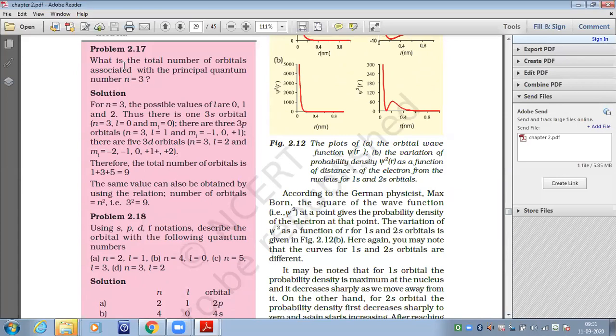Let's read the question. What is the total number of orbitals associated with the principal quantum number n equal to 3? So for n equal to 3, the possible values of L are 0, 1 and 2. Thus there is one 3s orbital, that is n equal to 3, L equal to 0 and Ml equal to 0. One set of 3p orbitals where n is equal to 3, L is equal to 1 and Ml is equal to -1, 0, +1. That is 3px, 3py and 3pz.